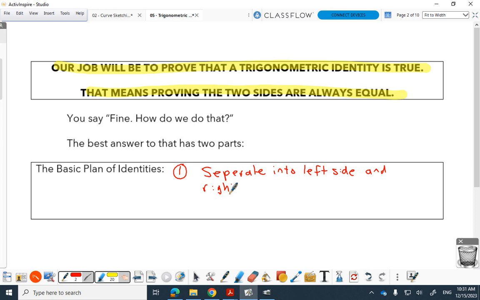I hope somewhere along the way you ran into a left side, right side check. If not, that's okay. I'll show it to you today. But I hope that's a little familiar. We're going to separate these things into left side and right side. Then work on each side until both sides are equal.